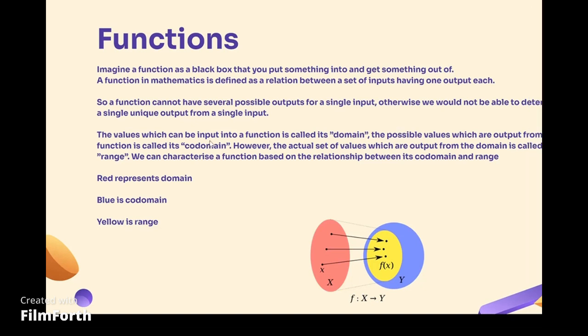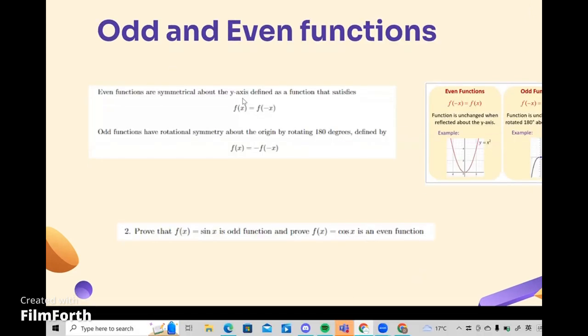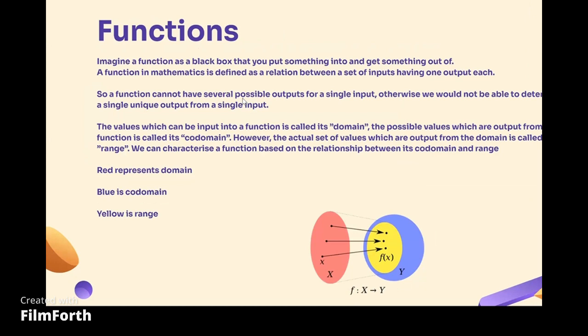And then your codomain is basically the same thing, but for what you can get as your output. So it's the type of numbers you can get as your output. But the actual numbers you can get and you will get is going to be your range. And it might get a little bit confusing to think about it in terms of these words.